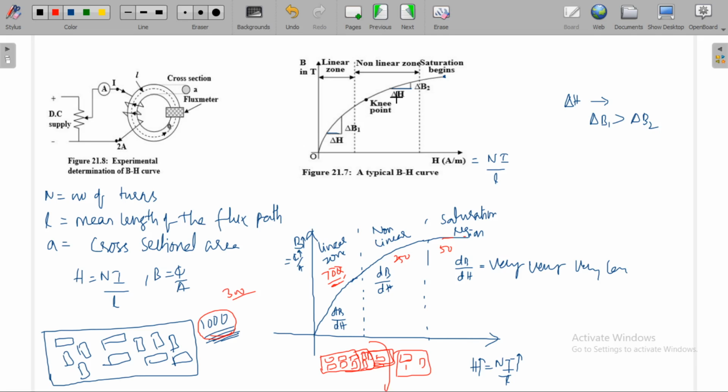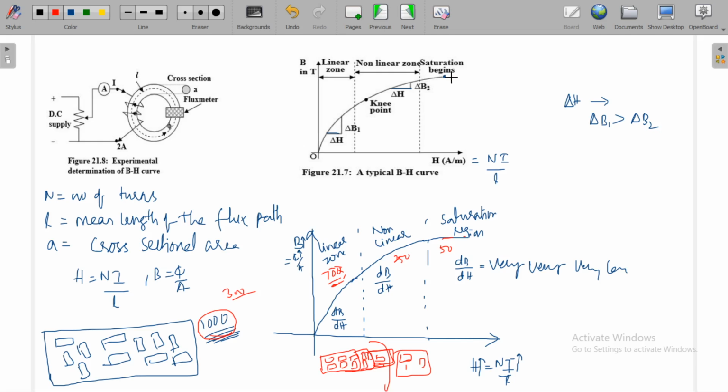Okay, for the same value of delta H, there is much change in delta B1 and less change in delta B2, due to the presence of a less number of randomly distributed domains, as most of the domains will get aligned themselves in one particular direction in this region. Only some domains will be left over for the alignment. So the rate of alignment will be less in this region when compared to this region.